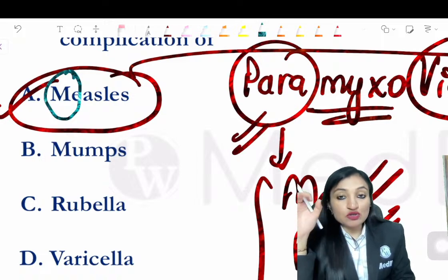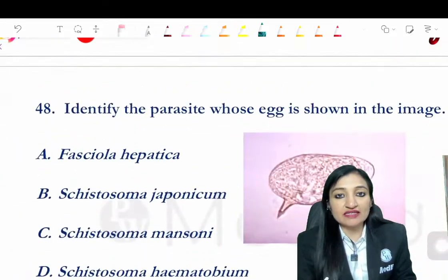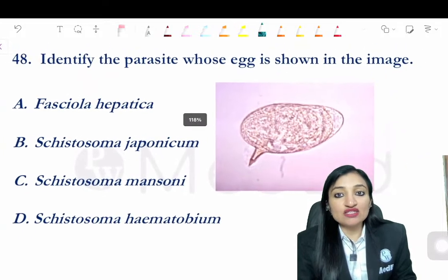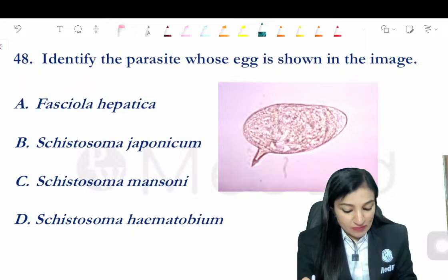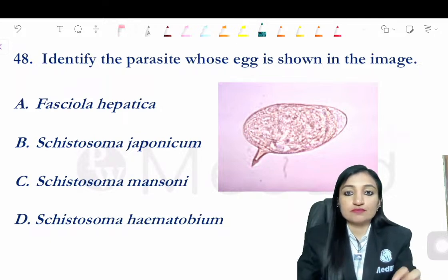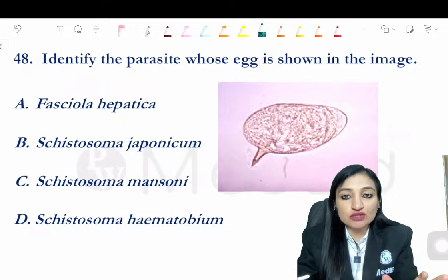Yes, absolutely right. The measles rash is not going to involve palms and soles, right? Now, next question. Identify the parasite whose egg is shown in the image: Fasciola hepatica, Schistosoma japonicum, Schistosoma mansoni, or Schistosoma haematobium. To which of these organisms does this egg belong?